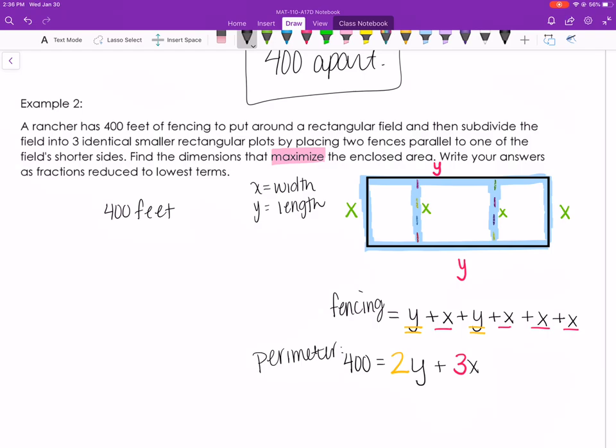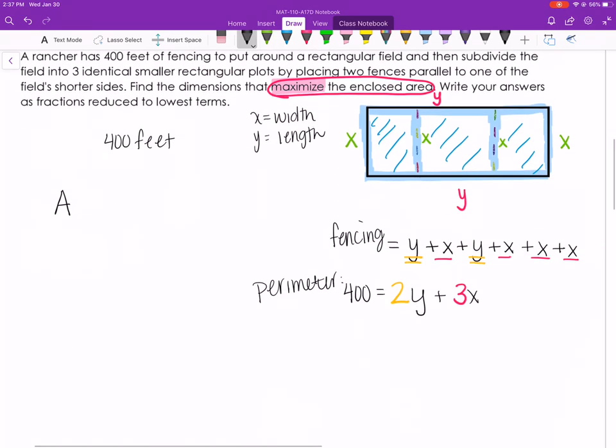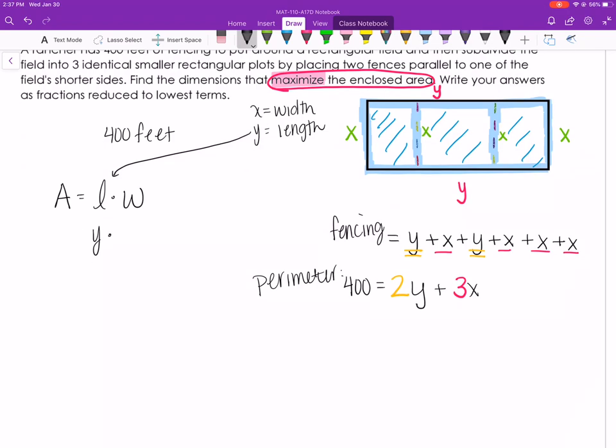Now I want to talk about, okay, well, what am I actually maximizing? So if we go back to the question, it says find the dimensions that maximize the enclosed area. I want to maximize this in here. So I need an area formula. So the area of that thing will be length times width, which we said the length was y and the width was x. Now you can write it as xy, same thing.